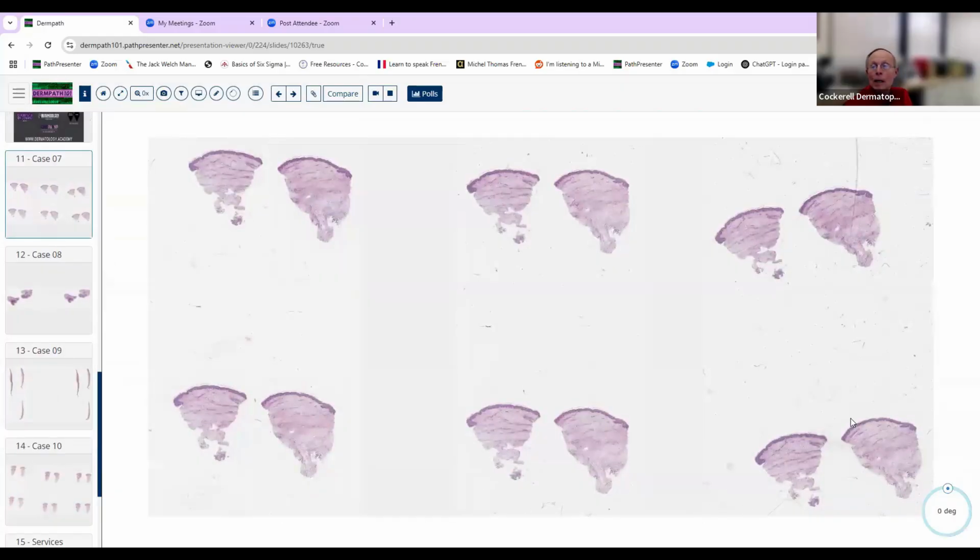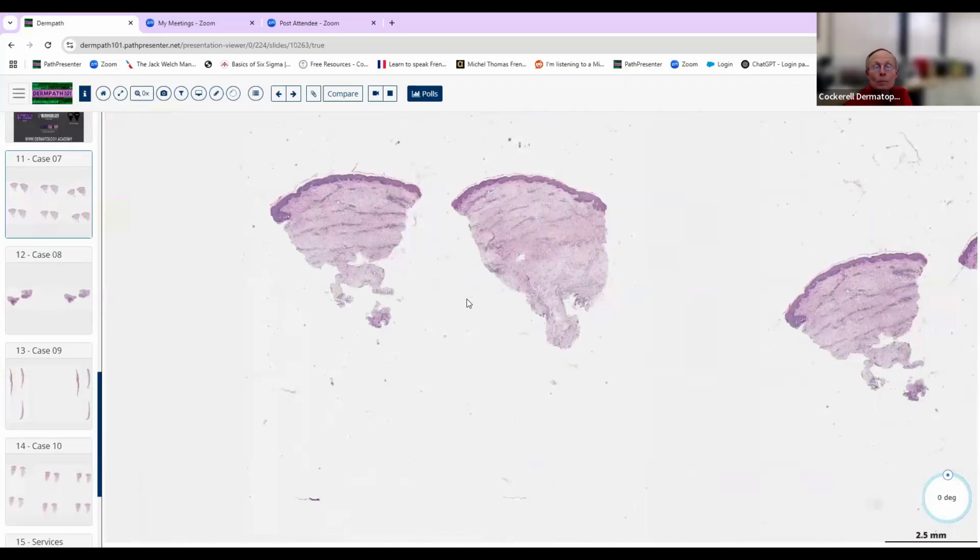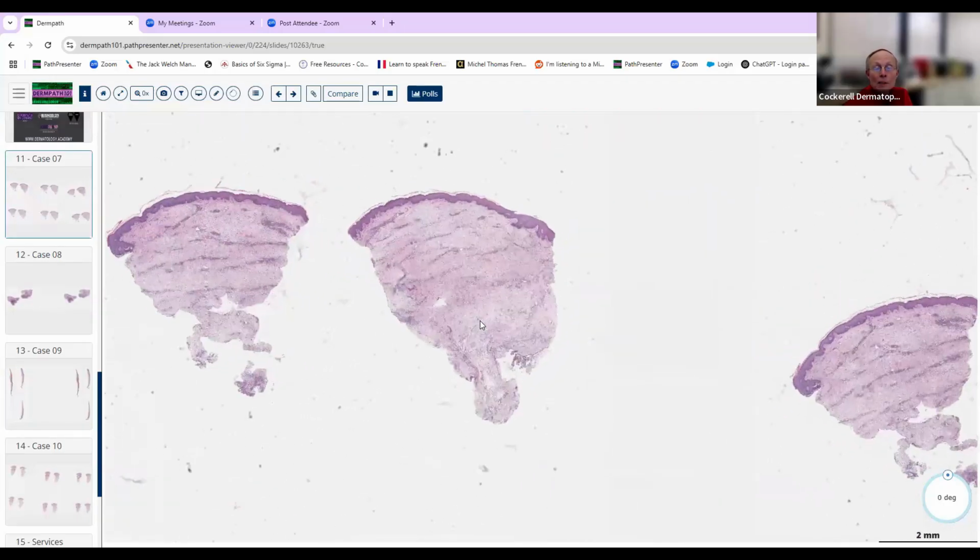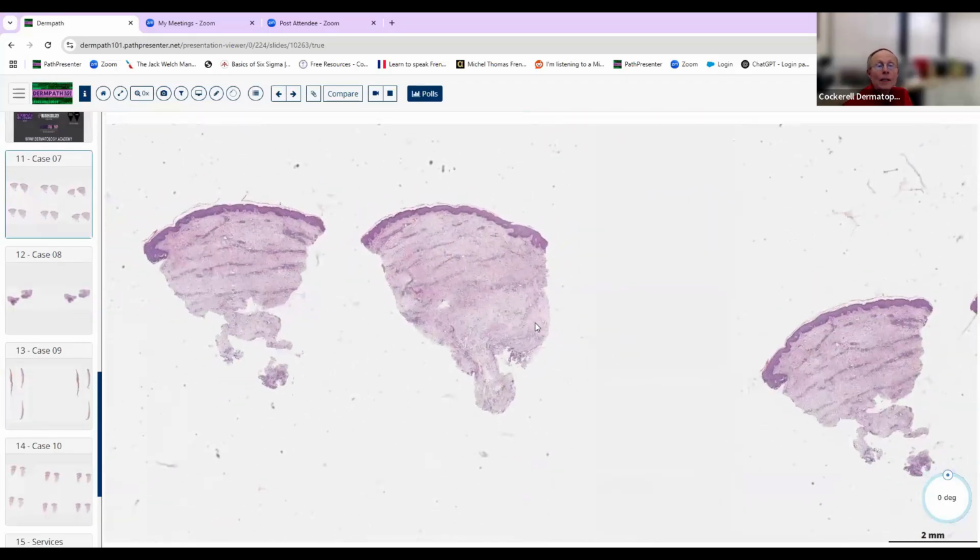Okay, so here we've got a punch biopsy, probably an inflammatory process here. At low magnification, it looks kind of like a diffuse pattern here, and maybe something going on down here in the bottom of the lesion here.